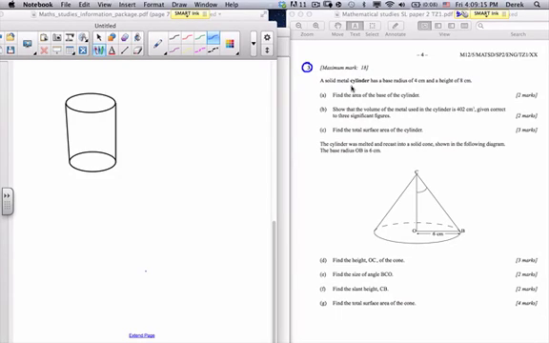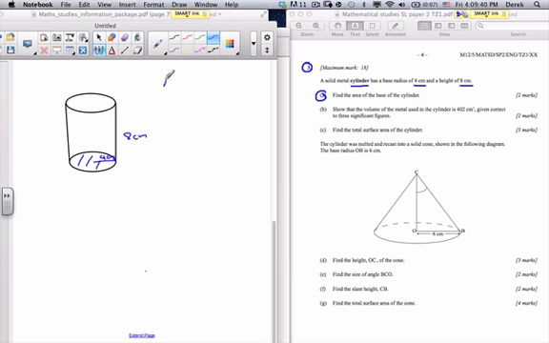A solid metal cylinder has a base radius of 4 centimeters and a height of 8 centimeters. Find the area of the base of the cylinder. So I've drawn a cylinder here. This is 4 centimeters and the height is 8 centimeters. We're actually wanting to find firstly in A the area of that.